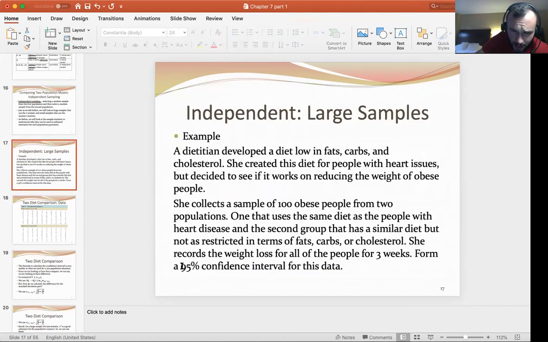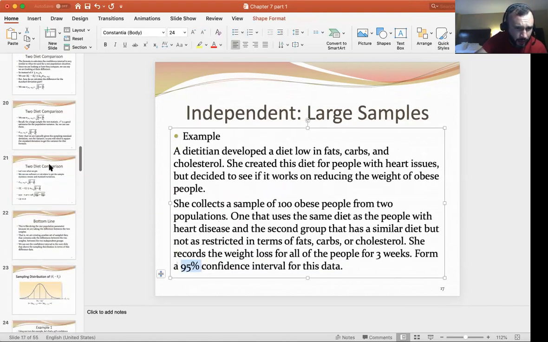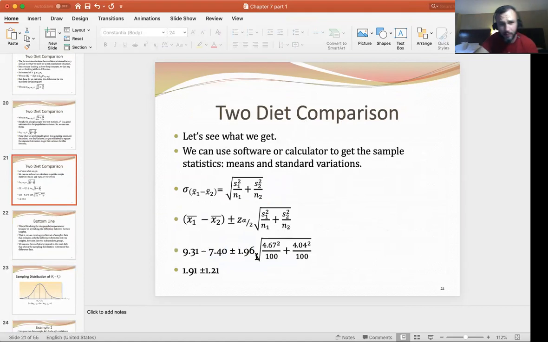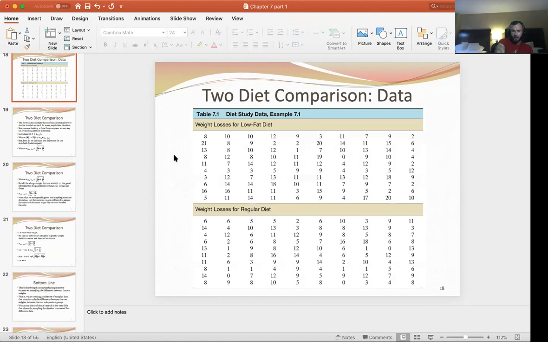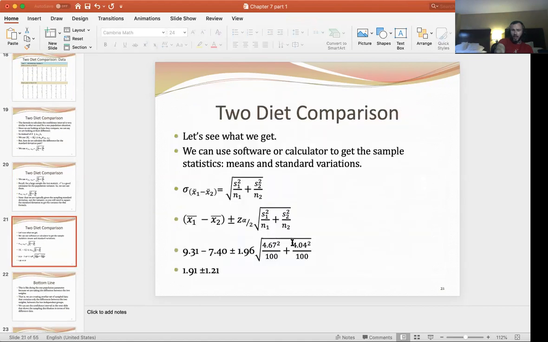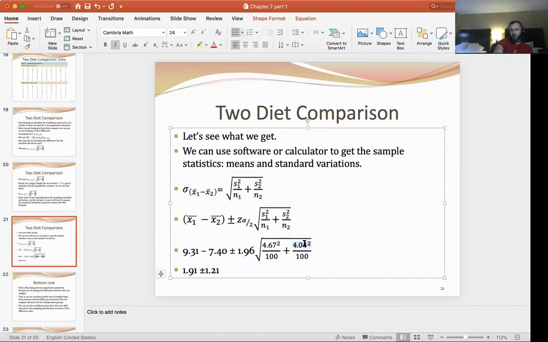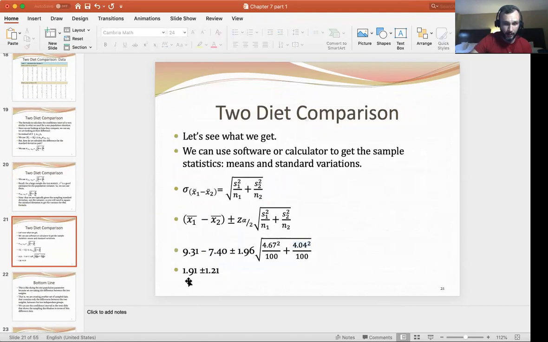And back here it said to use 95%, so that's where we're getting that. And then under the radical, we just have S that we got from running this descriptive statistic. We got this S the same way. We square them, divide by n, which was 100, which we already knew from the problem. Run it all through the calculator, and we get that. We get 1.91 as our point estimate, and then our margin of error of 1.21.